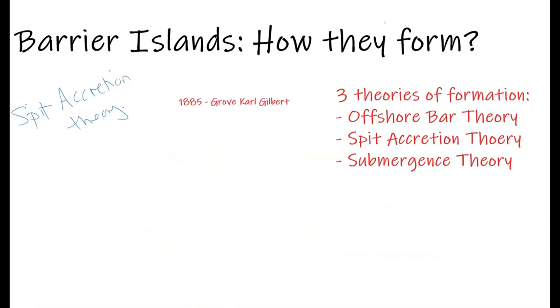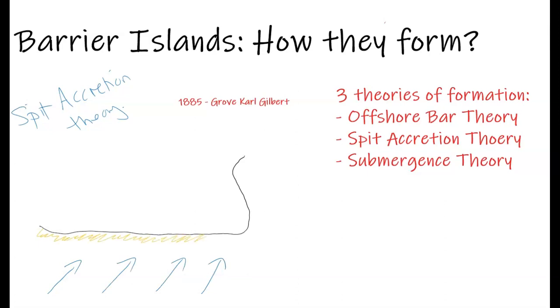So the next theory is the spit accretion theory, which was in 1885 by an American geologist called Grove Carl Gilbert, also known as G.K. Gilbert. So the spit is, here's my coastline and here's my headland, and it goes into a bay like that. And let's say the ocean waves are there, so we have this longshore current, we have our beach right here.